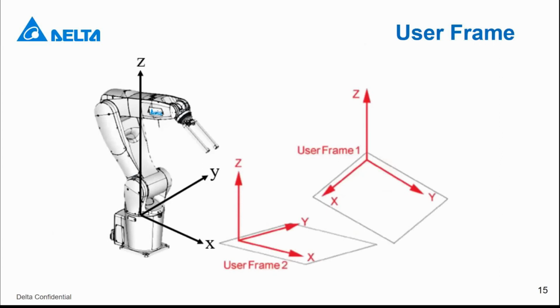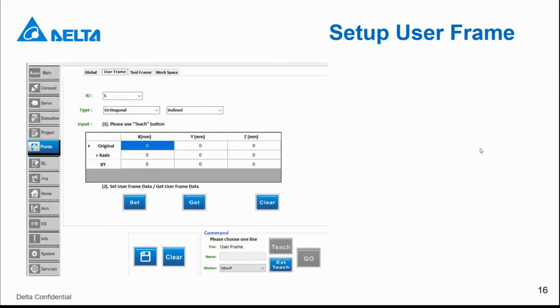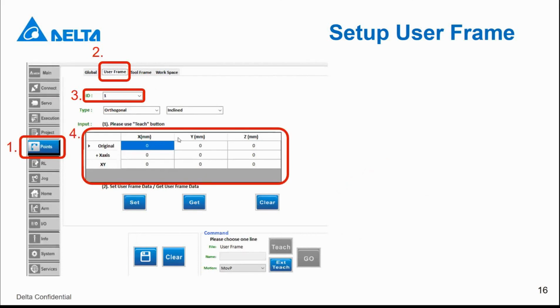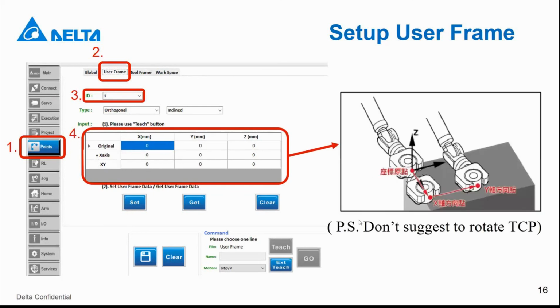As I mentioned before, the user frame is used to define customized coordinates. And you can teach more than one here. Then you can teach a point in these customized coordinates. So how do you set up the user frame? You also go to the point page and then the user frame page. First, you also need to choose the ID. We can teach up to 9 user frames in the system. And then we need to input 3 points to define a coordinate.